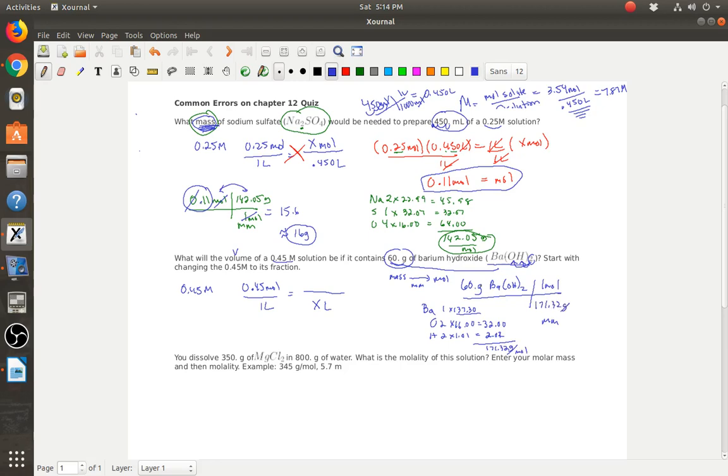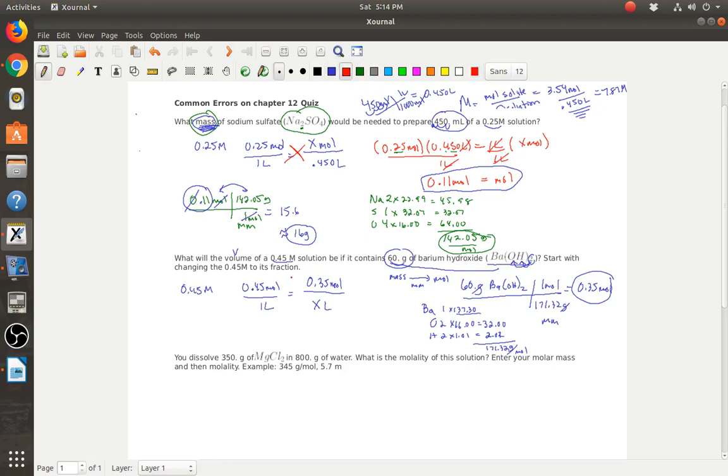171.32 grams. All right, so 60 divided by 171 gives me 0.035 moles. Okay, that number of moles is what goes here, 0.35 moles. So I turned the mass to moles first. To put it here, I have to make the fractions equal to each other.